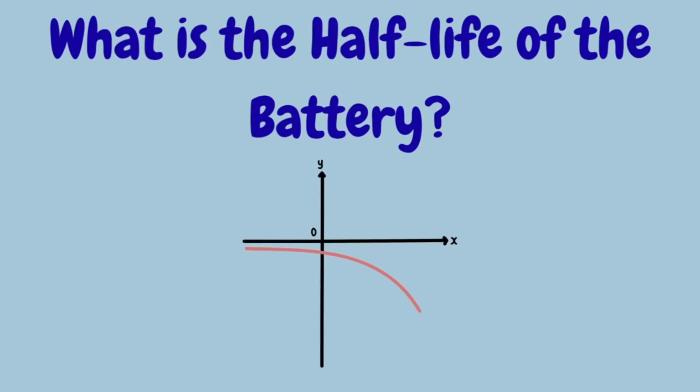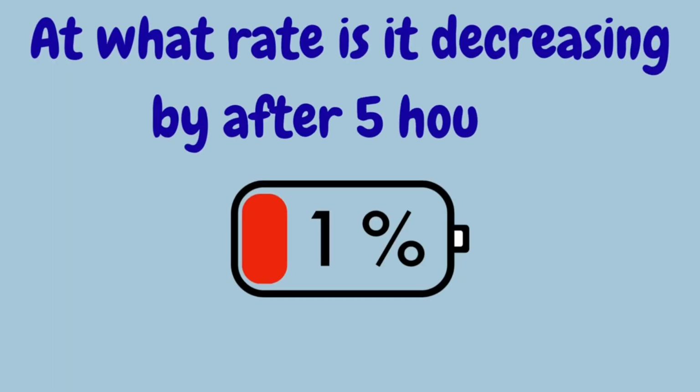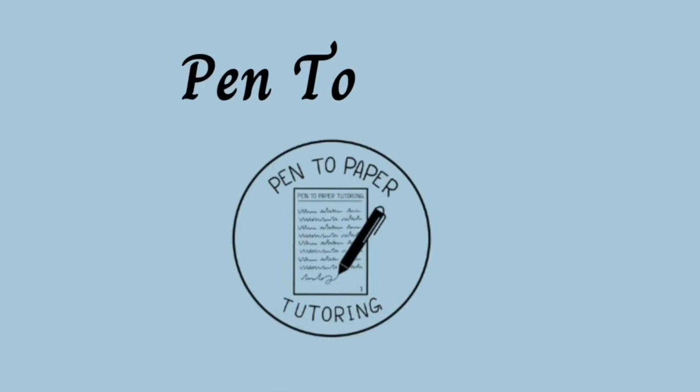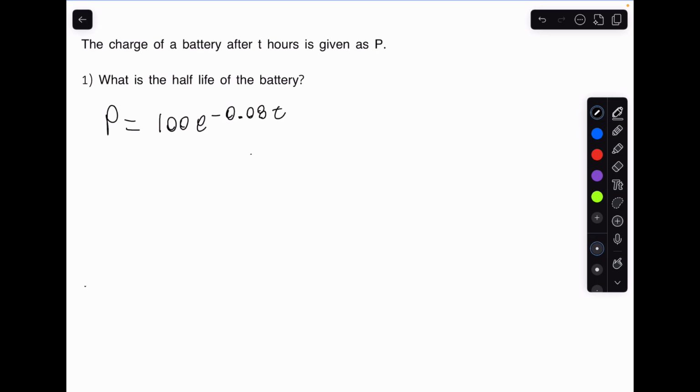You can get full marks on these type of decay problems, and all it takes is 5 minutes to learn the formula and how to use it. So the charge of a battery after T hours is given as P. P is just this exponential function for decay. The question says, what is the half-life of the battery?